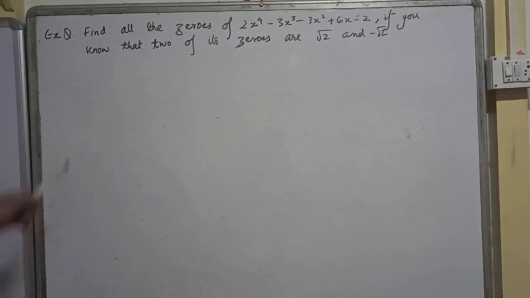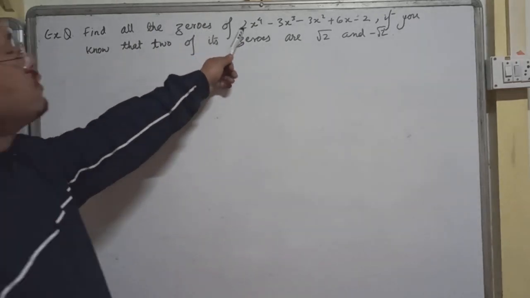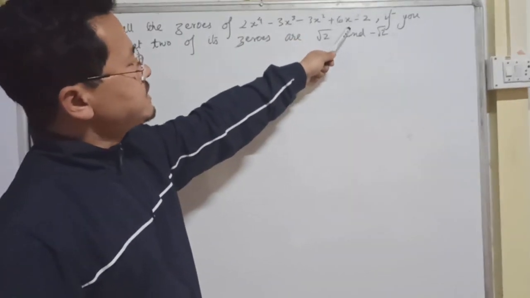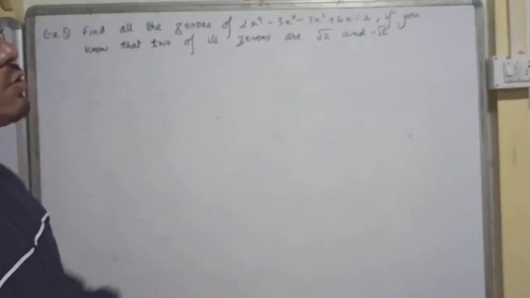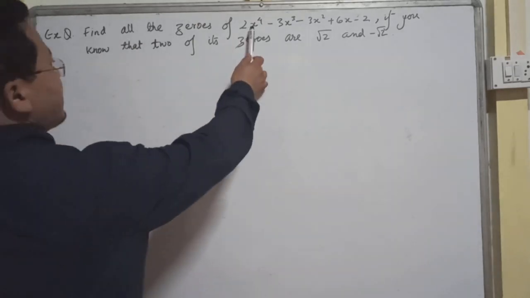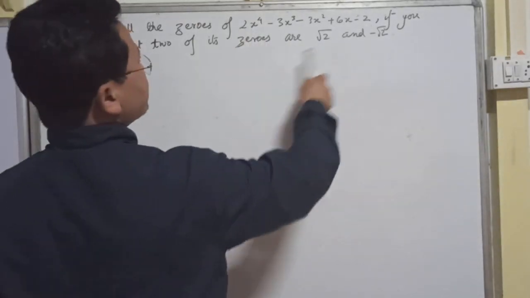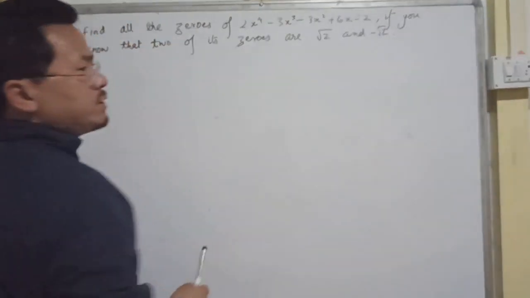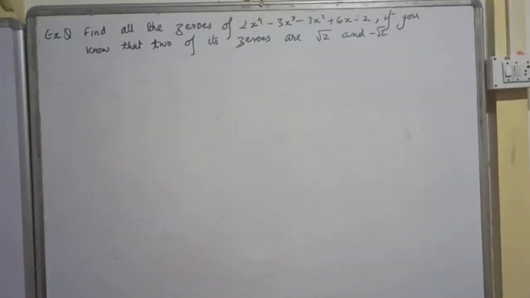So we have: find all the zeros of 2x to the power 4 minus 3x cubed minus 3x squared plus 6x minus 2, if you know that two of its zeros are root 2 and minus root 2. Now you may already know that whenever the degree is mentioned, in this case we have degree 4, so it has 4 different values of x. One of them is root 2, another is minus root 2, so we need to find out 2 more zeros. It may be any real value of x.